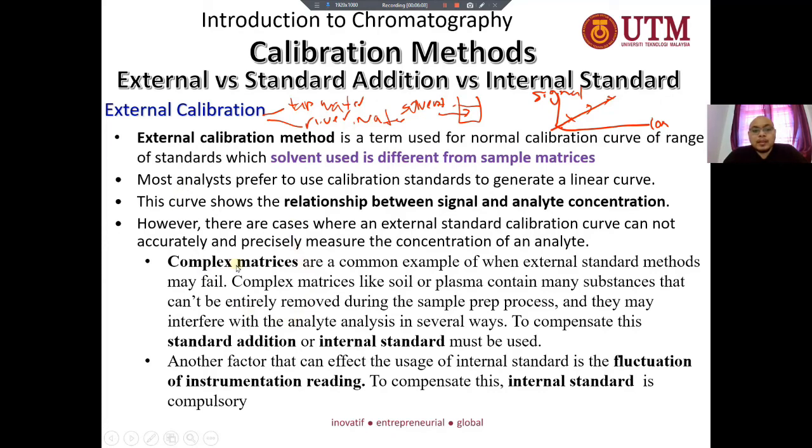Another factor that can affect the use of external calibration is the fluctuation of instrumentation reading. To compensate for this, internal standard is compulsory. Other than complex matrices, the other factor is the fluctuation of instrumentation reading. If the fluctuation of instrumentation reading occurs, we need to use the internal standard calibration method.